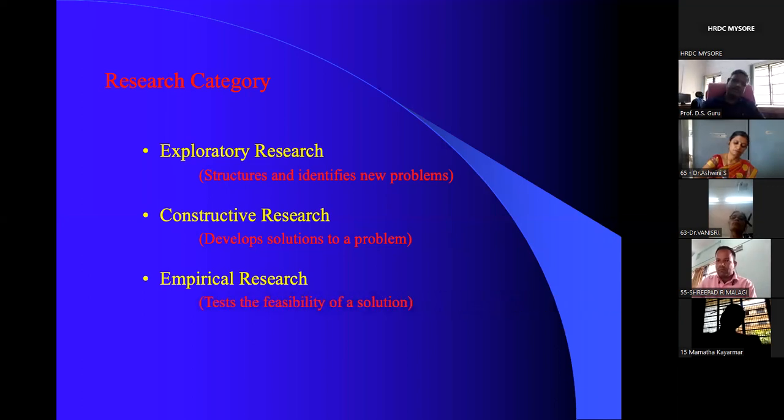Look, dear friends, this empirical research is on testing the feasibility of a solution. Yes, the middle one has given the solution. The first one has explored a problem. The second one has given a solution, and how that solution is feasible for a limited scenario. It's what is called empirical.